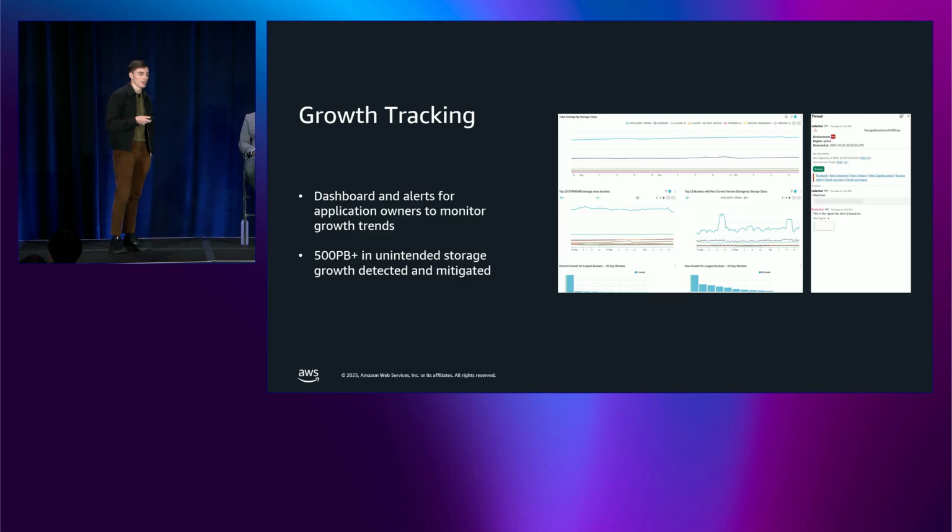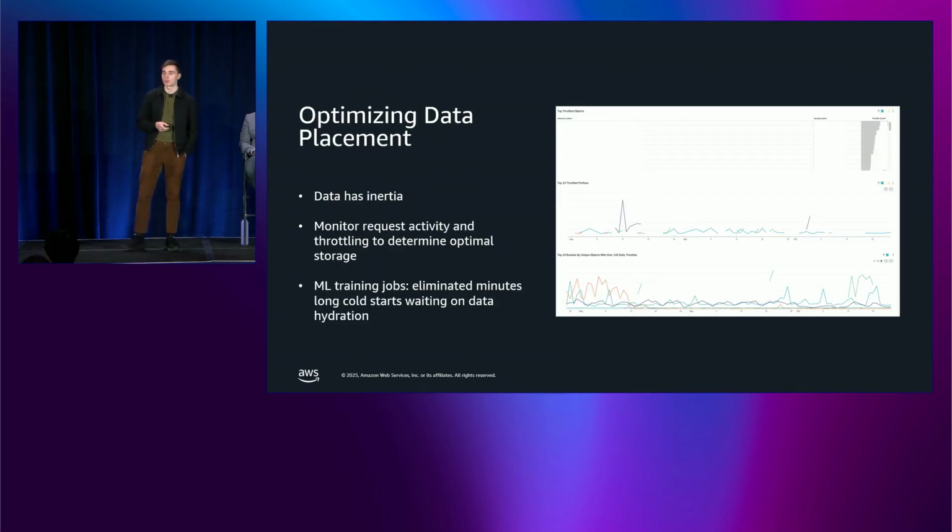Just recently, we had a 6 petabyte growth in a log bucket for containers, and the team that owned the bucket didn't even really know about its size until we reached out to them. So just having some simple mechanisms that inform people about what's going on is enough to start really saving on costs. Another thing that we do with Storage Lens data is optimize the data placement.